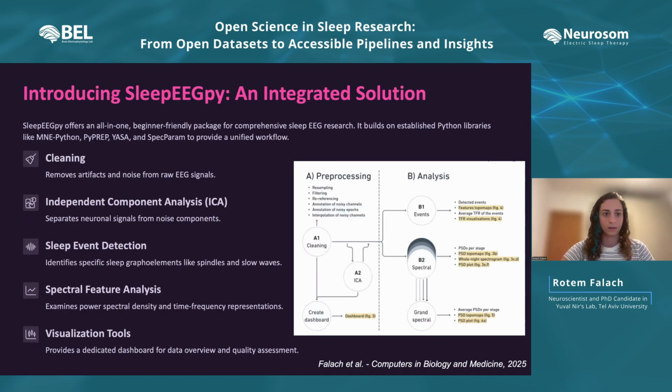So I'm not gonna get too deep into the architecture, but the idea was that we have two steps, like in every research project. We have the pre-processing of the data, and then we have the analysis. The pre-processing includes filtering and resampling and referencing, also annotation of noisy epochs. It could be automatic, and also it could be just manual.